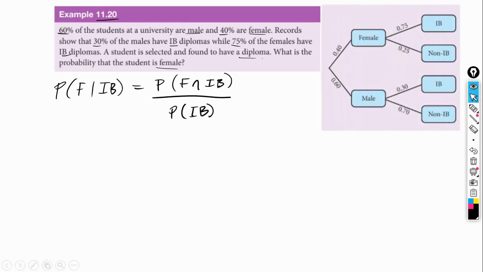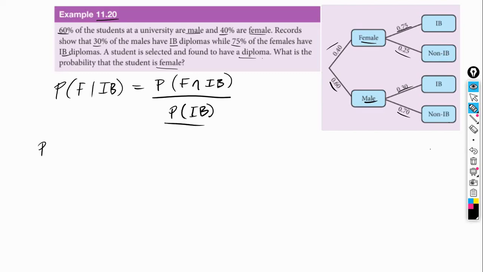So let's take a look at the tree diagram of this situation. Notice that at first we have two choices, female and male, 60% chance that it's a male, 40% chance that it's a female. 75% of the females have an IB diploma, 25% don't, 30% of the males have IB, and 70% don't. So first, let's find the probability of having an IB diploma.